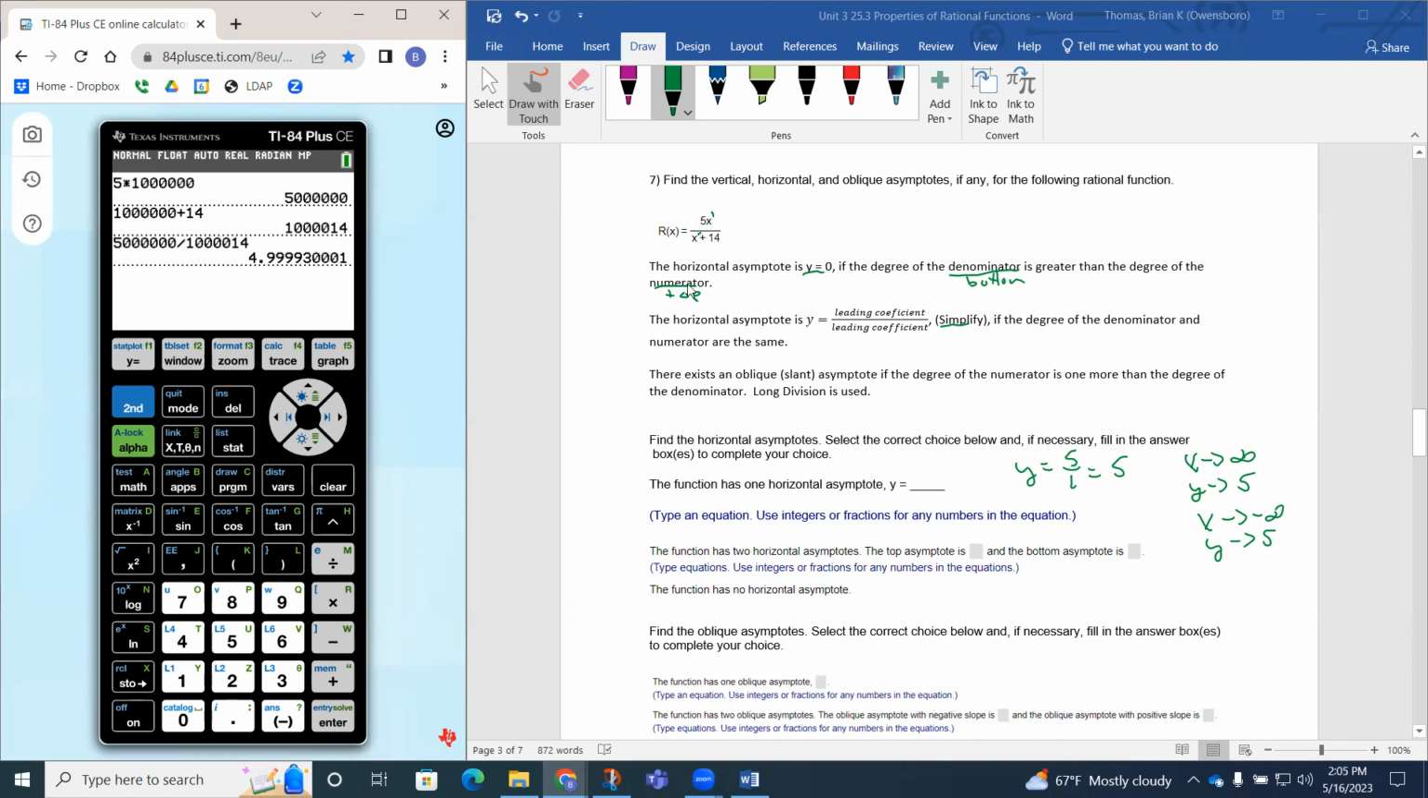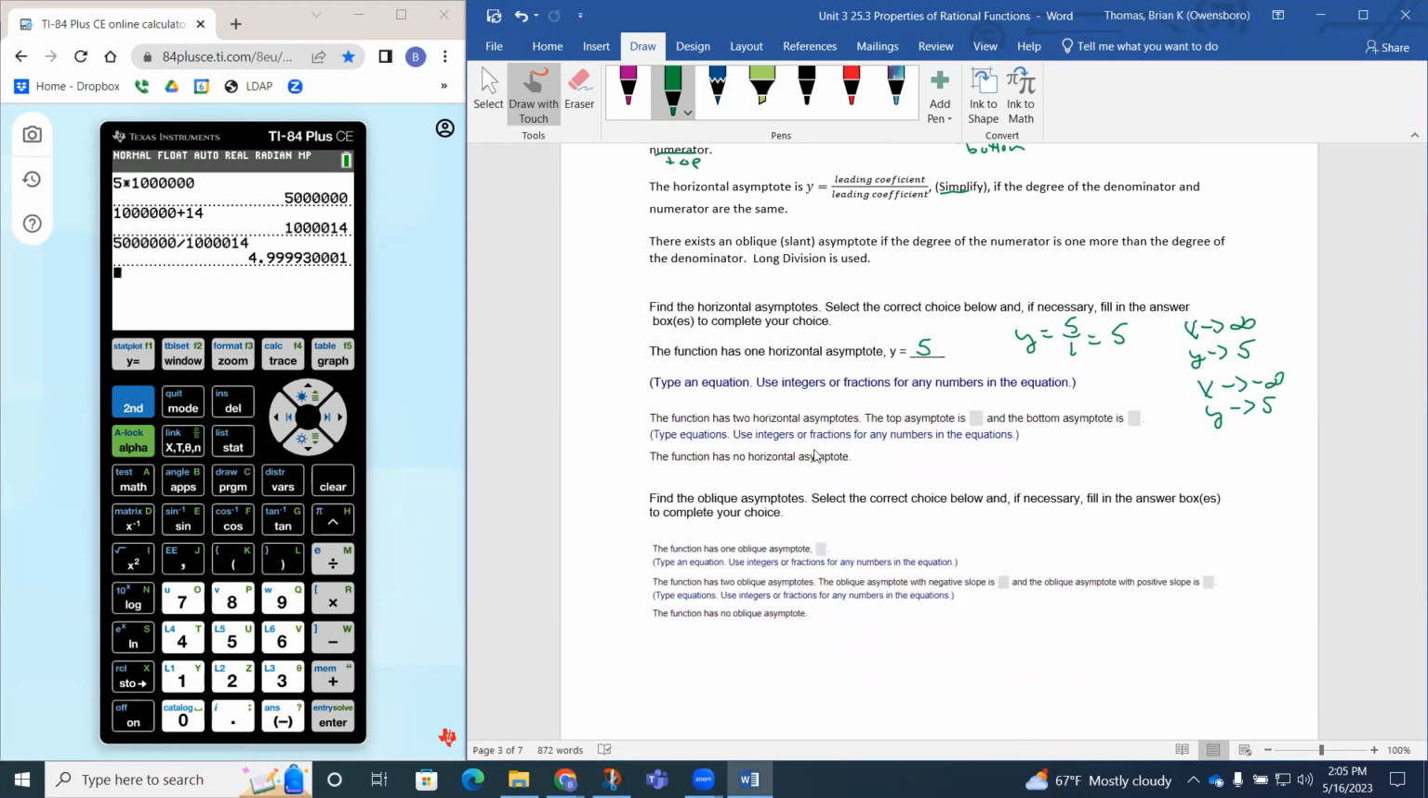So that's why these little shortcuts can help us out here instead of trying to do all this math on the calculator. Horizontal asymptotes: if the degree of the denominator is greater than the degree of the numerator, it's going to be y equals 0. And then the horizontal asymptote is going to be y equals the leading coefficient of the numerator divided by the leading coefficient of the denominator if the degrees of the numerator and denominator are the same. And that's what we have here. So this function does have one horizontal asymptote, and it's going to be y equals 5.